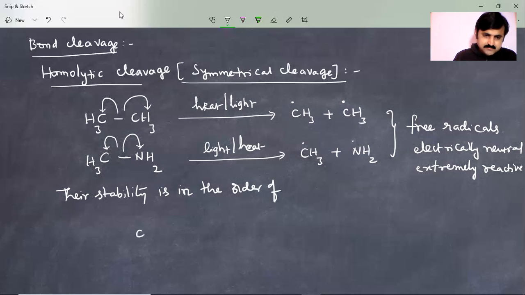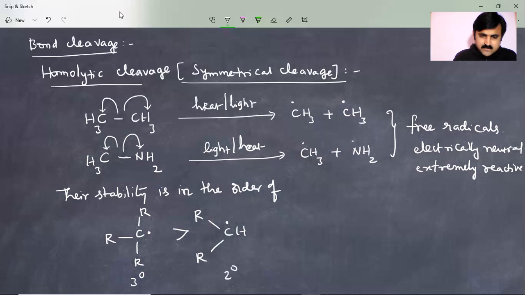like this. Here we have three alkyl groups on this carbon, a tertiary free radical, which is third degree, and is more stable than the secondary free radical, which has only two alkyl groups. This is second degree, which is more stable than primary, that is RCH2. That will be more stable than the CH3 free radical.